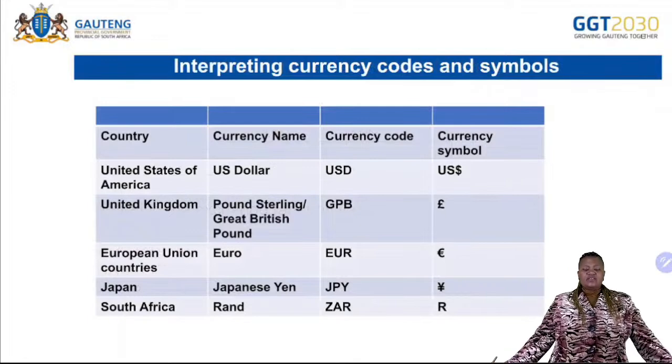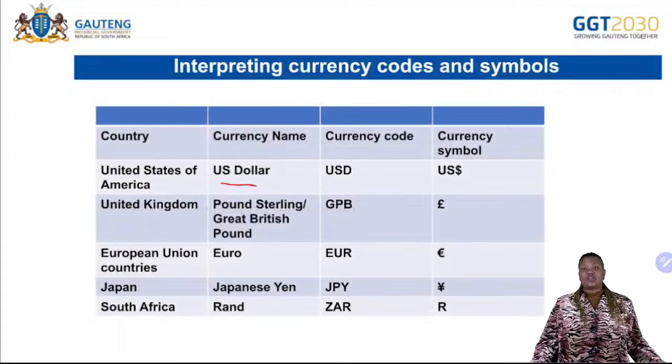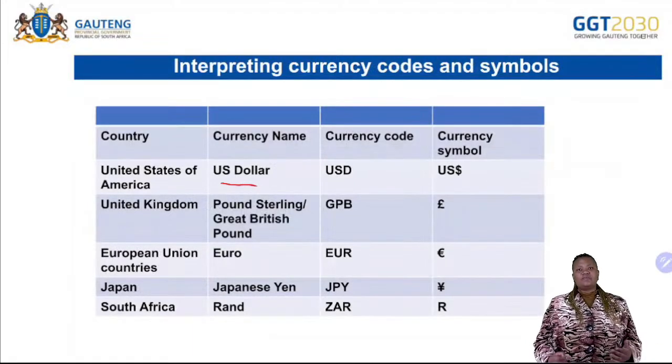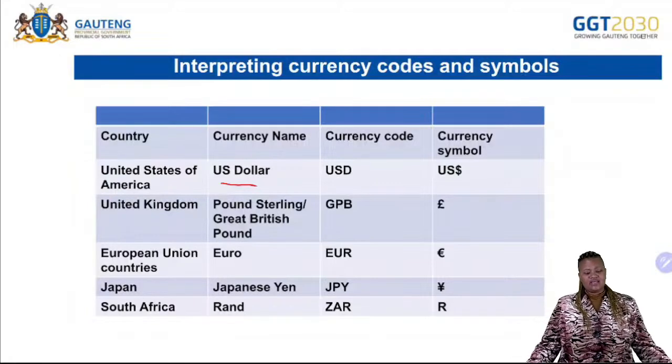So it's a norm that the bank selling rates will always be higher. And then interpreting currency rate codes and symbols. Some of this was part of grade 11, so I won't dwell so much on it because you should be familiar with this. You need to know which country is using which currency. The United States of America uses the US dollar, their currency code is the USD, and we've got the currency symbol, which is the dollar sign. As a grade 12 learner, you should be flexible enough to understand the code and the symbol, and able to identify both.